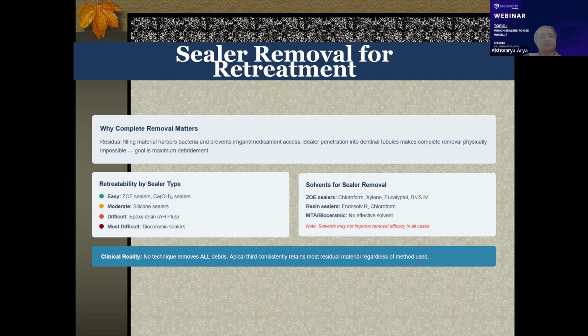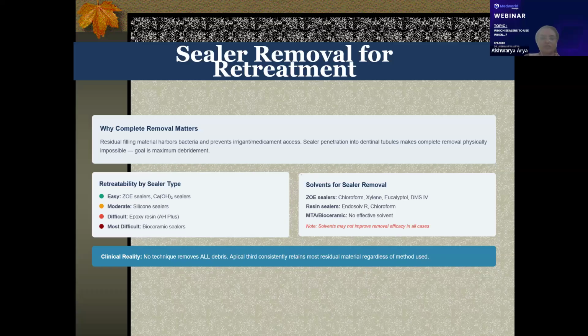So those radiopacities, which do not look very familiar to that of the root canal, are the sealers which are still entrapped inside the small dentinal tubules, and it has to be removed physically. So the goal here will be maximum debridement of the root canal system. So we have different types. We have easy, moderate, difficult, and the most difficult.